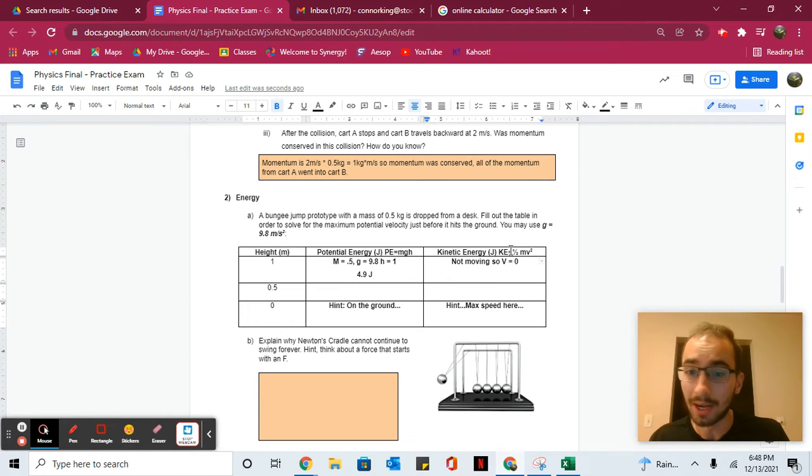And for the kinetic energy, I didn't give you the velocity on purpose. You need to know that in the beginning, the bungee jumper isn't moving. So since v equals 0, there's no kinetic energy. So the total energy is 4.9. Now, at a height of 0.5, half of the energy went into kinetic energy, because now you're halfway. So it should be half of 4.9. Okay? Half of 4.9 is 2.45.